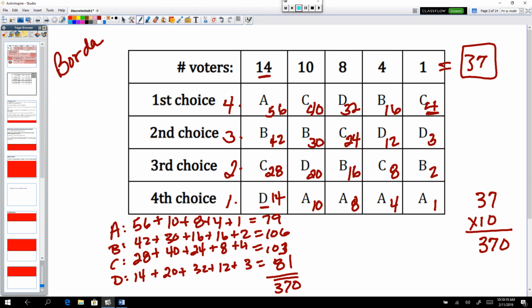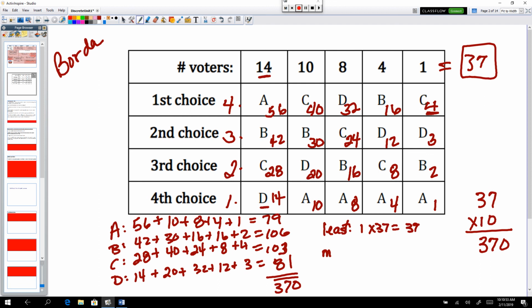Now, while we're here, let's also do a little check for ourselves. What's the minimum number of points any of these candidates could ever get? How would we find that out? Well, if everyone who voted, all 37 people, made somebody last place or their last choice, they would all be awarding that candidate 1 point. So the least number of points a candidate could have is 1 point times 37 voters, or 37 points.